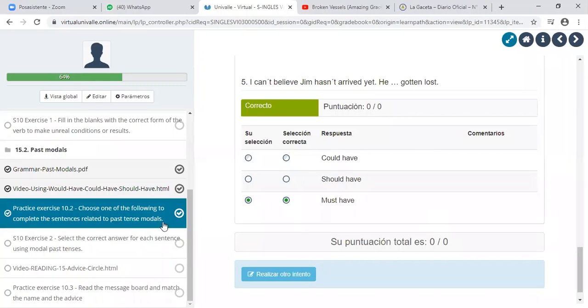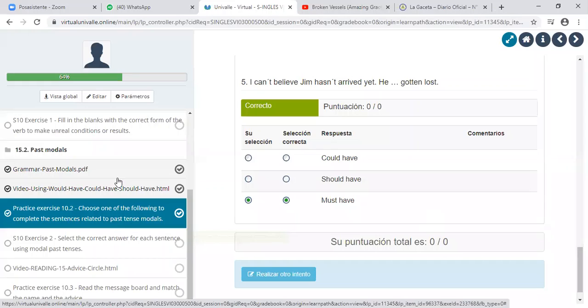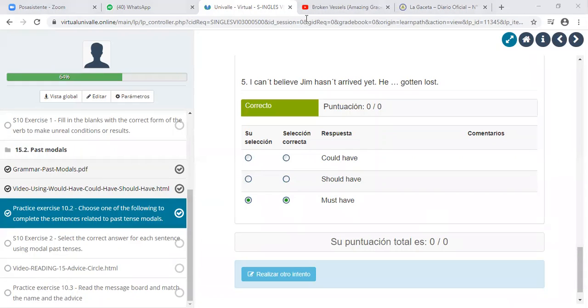Okay. Do you have any questions, guys? ¿Alguna pregunta en cuanto a la explicación de la gramática de los modales en pasado, muchachos? Sí, Israel, ¿tiene alguna pregunta? I don't have questions, teacher. Okay, very good.